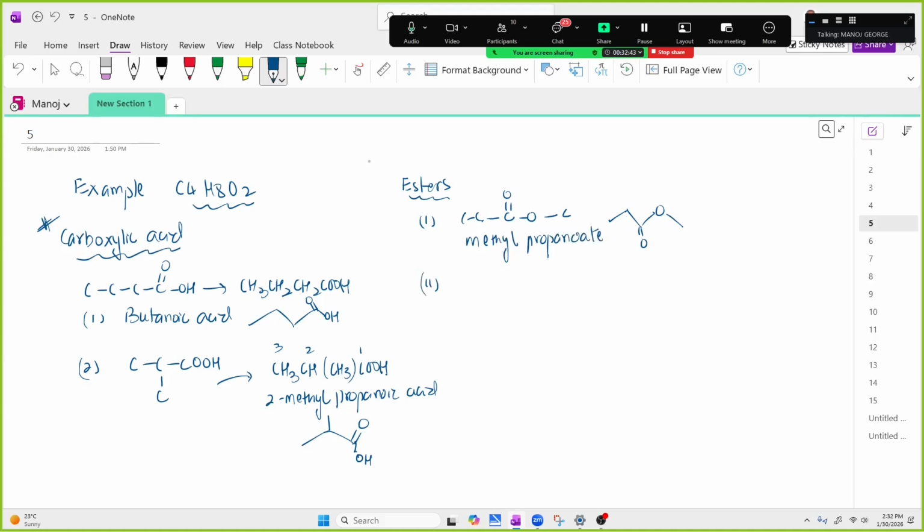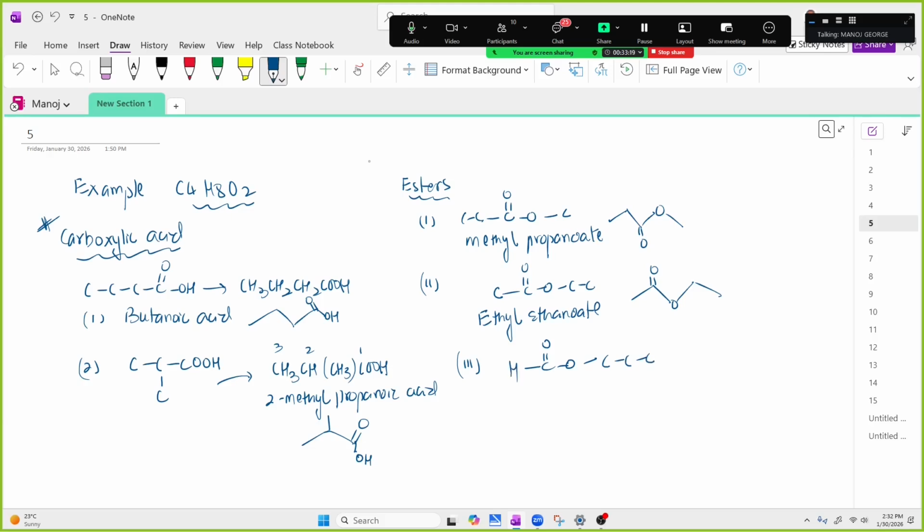The second isomer, what you can do is you have the ester group, right? So you can put 2 carbons here and 1 carbon here. So the structure formula SKF will look like this. And the name of this ester is ethyl ethanoate. So two esters, we got it. Then there is the third ester possible. I'm just trying to speed up, guys. This is the third ester possible. You can put all the 3 carbons here.